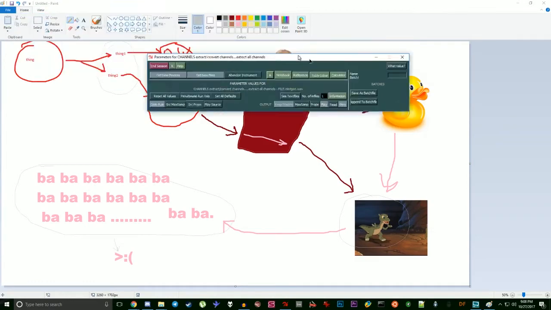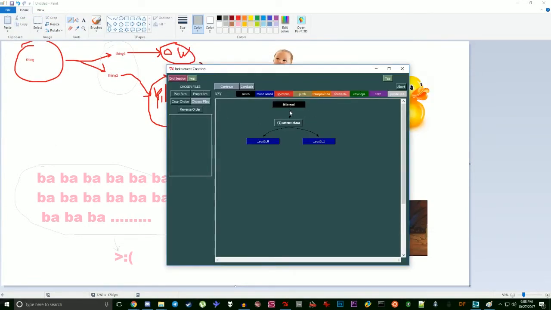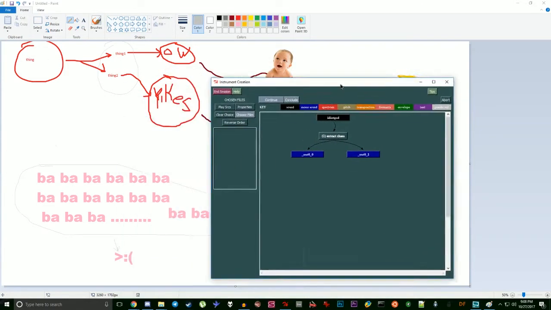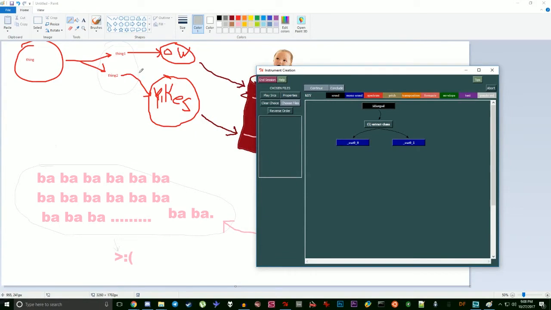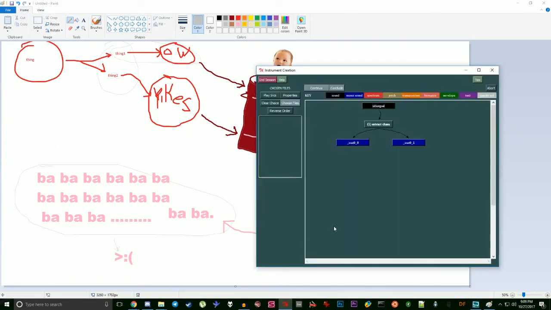I'm gonna be extremely verbose and explain every single step. So here's what we've done. We started with thing and it split into thing one and thing two. So far, so good. So let's start by addressing thing one first, because this is gonna be our first stepping stone in this terrible journey of Halloween night. So this is our thing one.